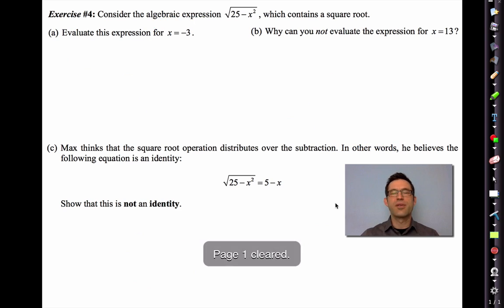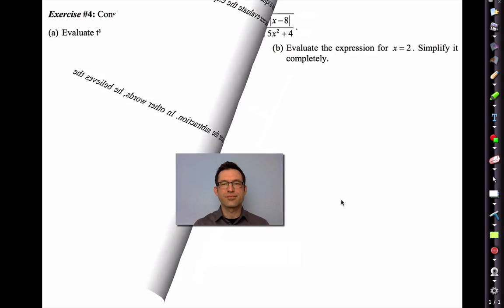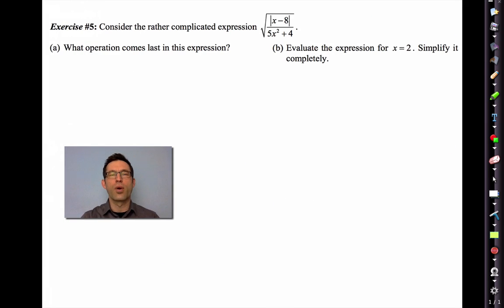All right, let's clear out the text. And let's take a look at one more. Woo, this one's a beast. We have a square root, a squaring, an absolute value, everything, right? What's interesting is letter A just simply says, what operation comes last in this expression?